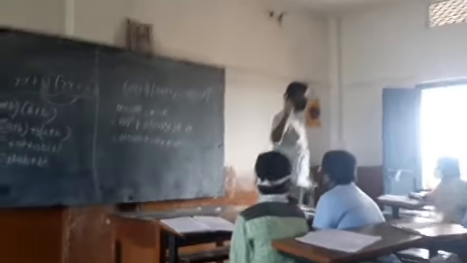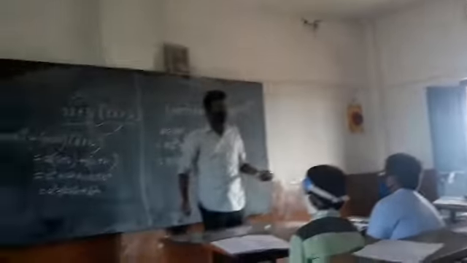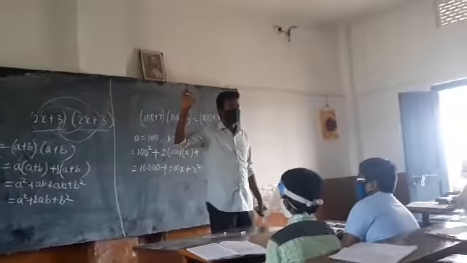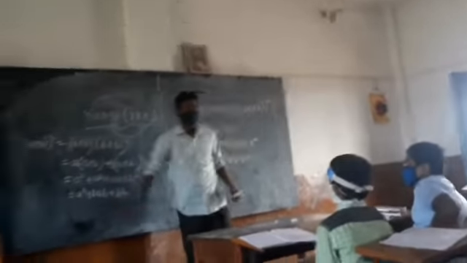Yes, (a plus b) whole square, from the girls. (a plus b) whole square is there on the board. Louder. Stand up and tell. Plus 2ab plus b square. Yes, a square plus 2ab plus b square. Very good. Yes, from this row. Louder, Shyam. A square plus b square plus 2ab. A square plus 2ab plus b square, or a square plus b square plus 2ab.